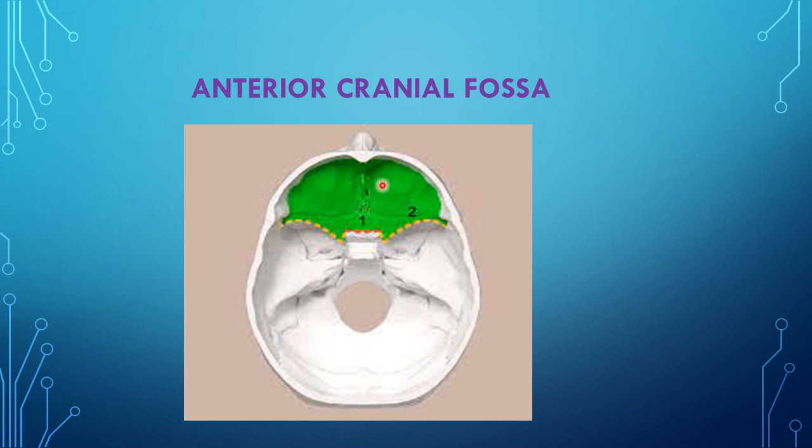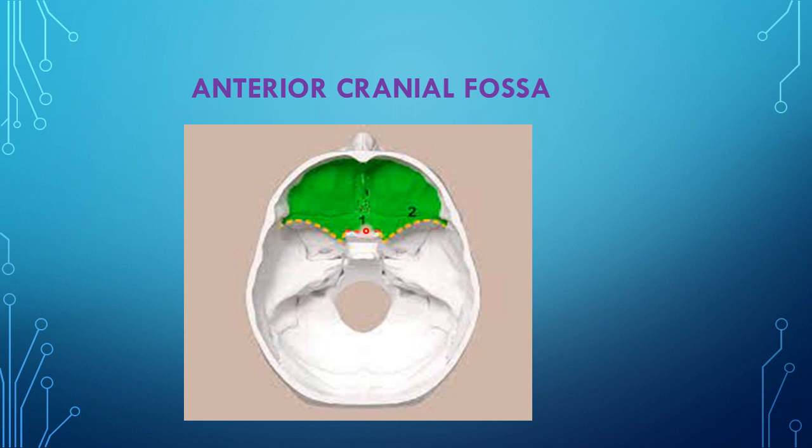Now let us see the floor. Floor can be divided into a median region, that is the central part, and the lateral region. The midline part is the median region. In the median region, what constitutes the floor? Anteriorly, we have the cribriform plate of ethmoid, and posteriorly is the jugum sphenoidale.